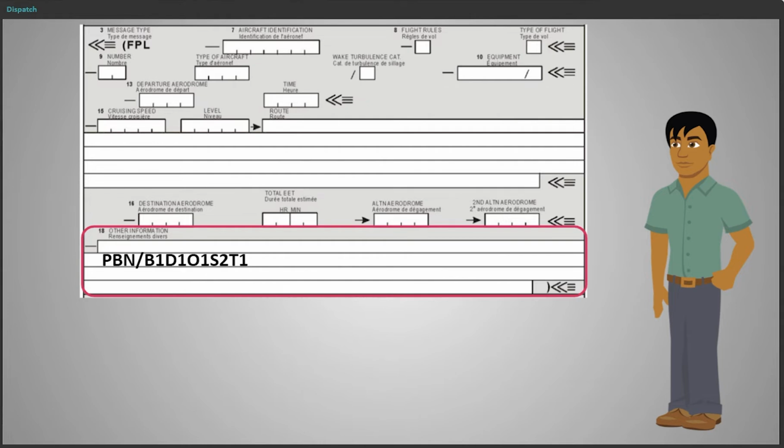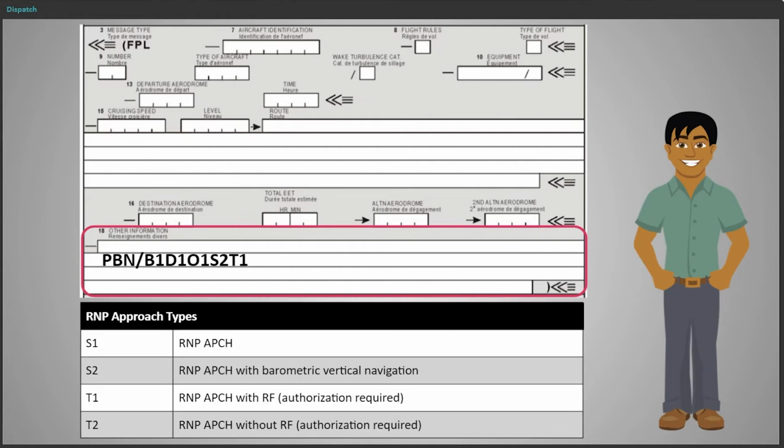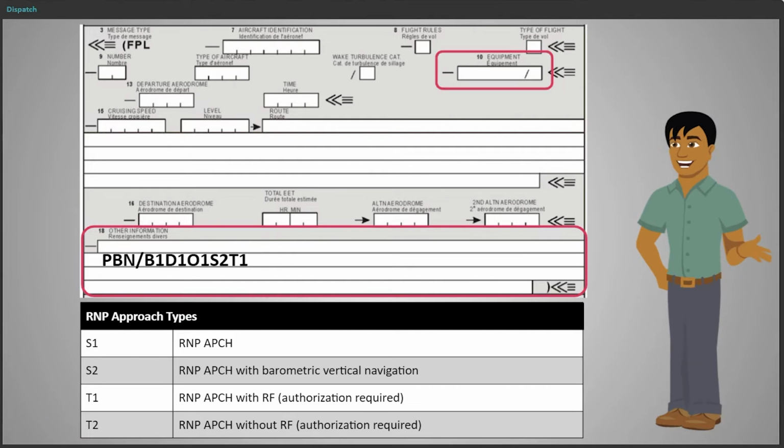For RNP APCH, the operator should select S1 or S2. For RNP AR approach, the operator should select T1 or T2. Note, aircraft capable of RNP AR APCH with radius to fixed legs are also capable of RNP AR APCH without radius to fixed legs.